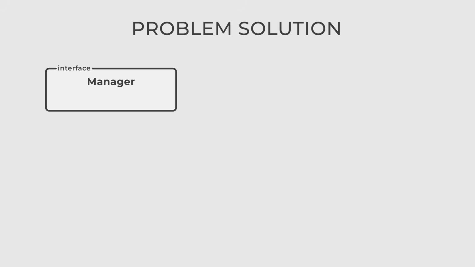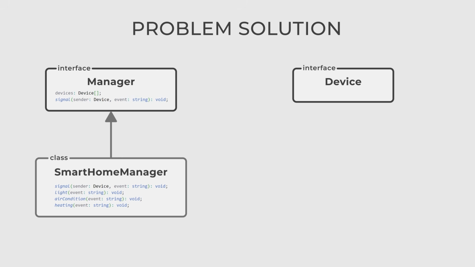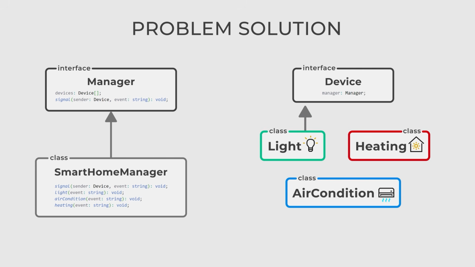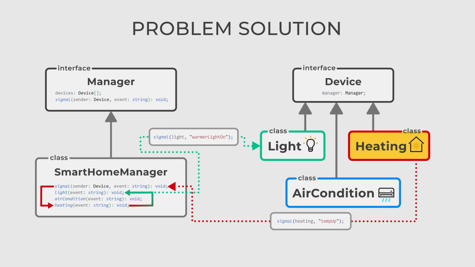First, let's create the manager interface, which has a signal method and stores all device references. Then, let's create the class Smart Home Manager, which implements Manager. It contains several functions that are needed to handle different devices. Then, we have a device interface for all the devices we will have. It also includes a reference to the manager. And finally, concrete devices: light, heating, air condition, and so on. With this setup, any device can send a signal to the manager, which will handle it properly. Also, the manager can propagate that signal to all the devices that signal needs.